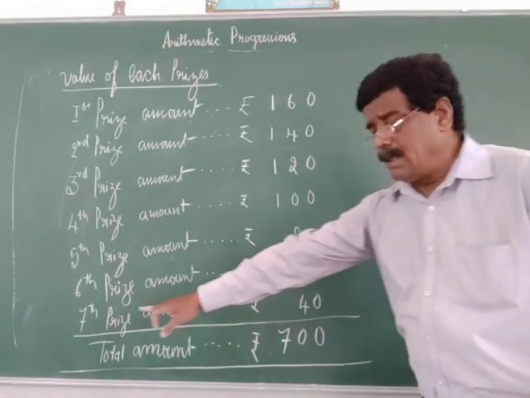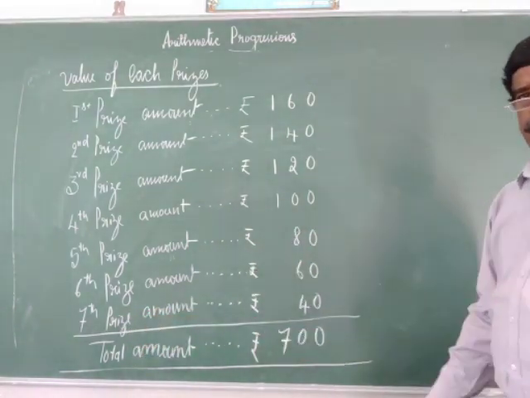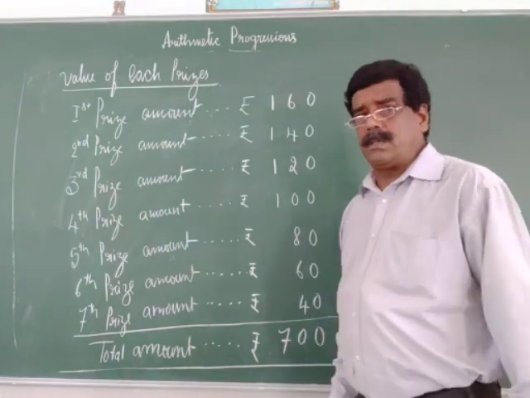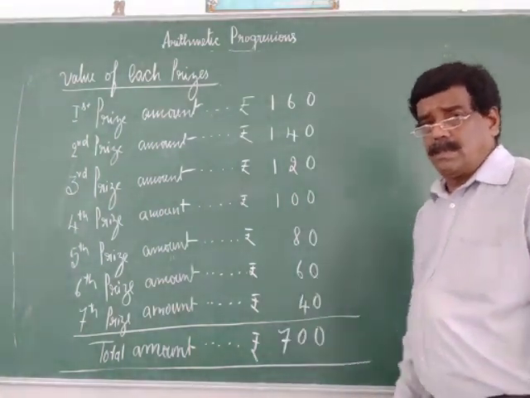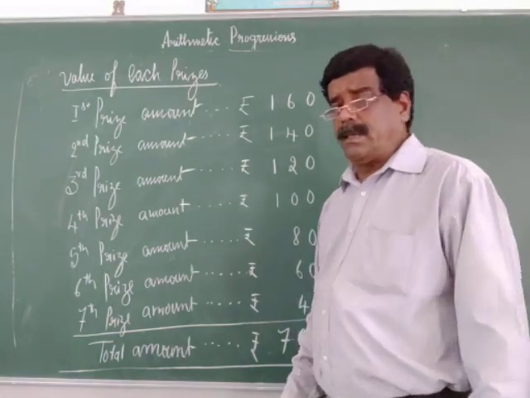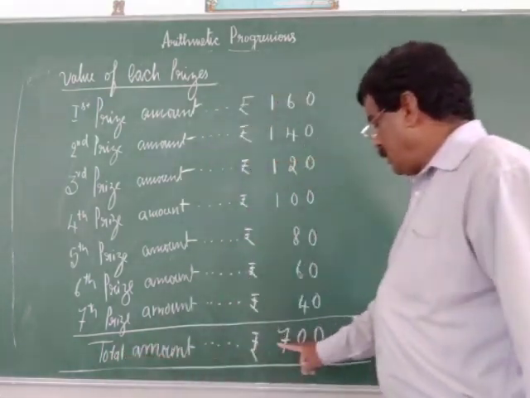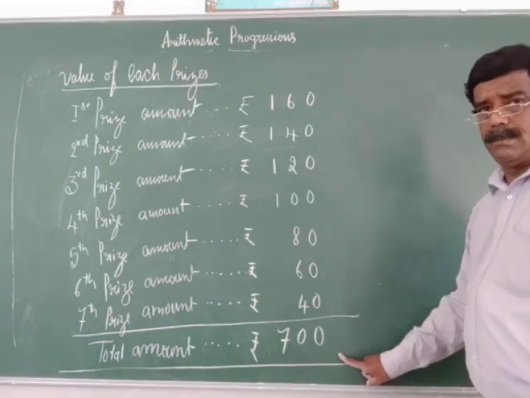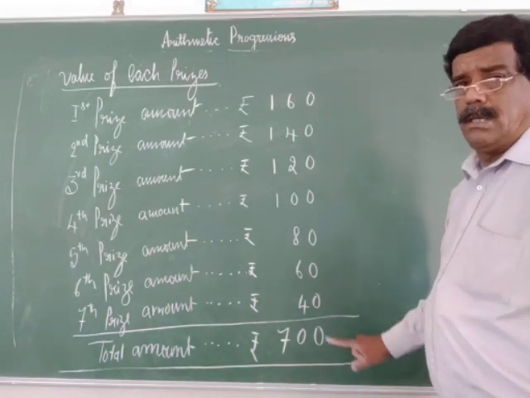So totally 7 prizes are given in the sum itself. So 700 rupees should be distributed among 7 students, it was given in the sum. So the prize amount is also given, and how it is going to reduce is also given. Ultimately the total amount is how much? The 700 is also given in the sum. So this is how you have to conclude the answer.